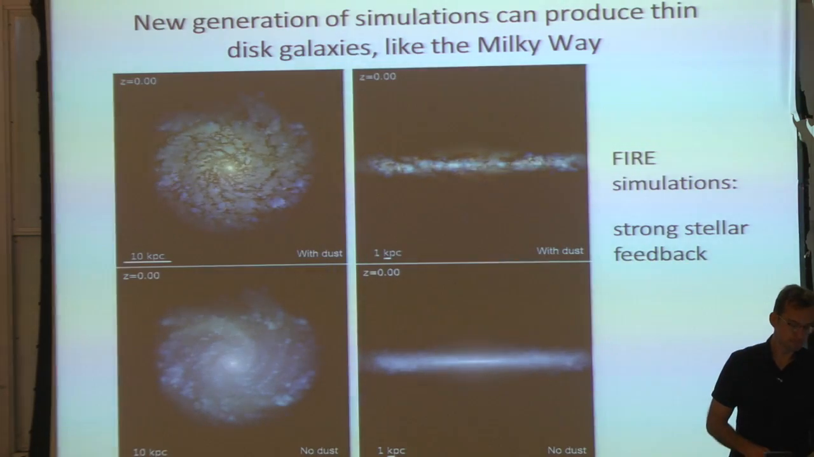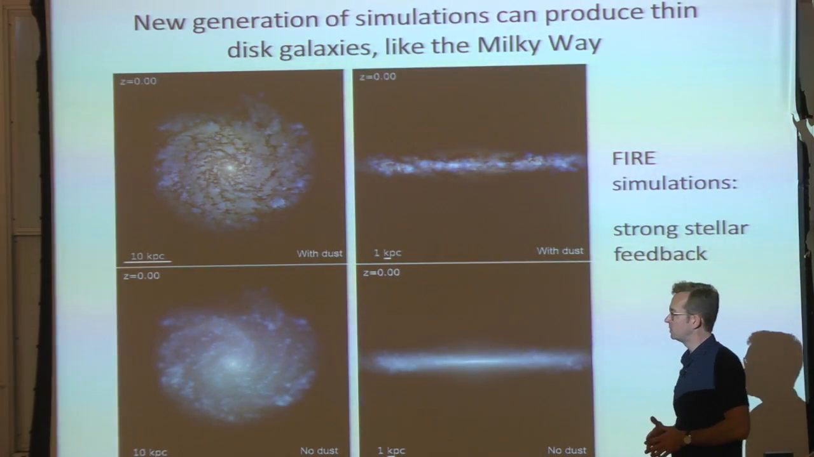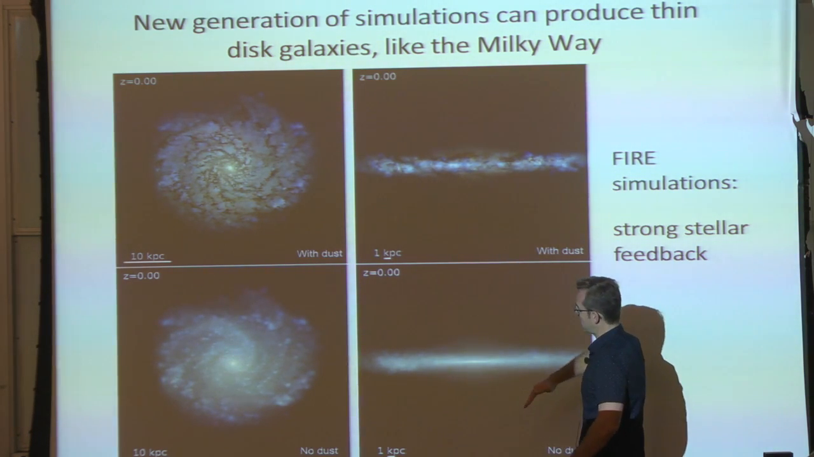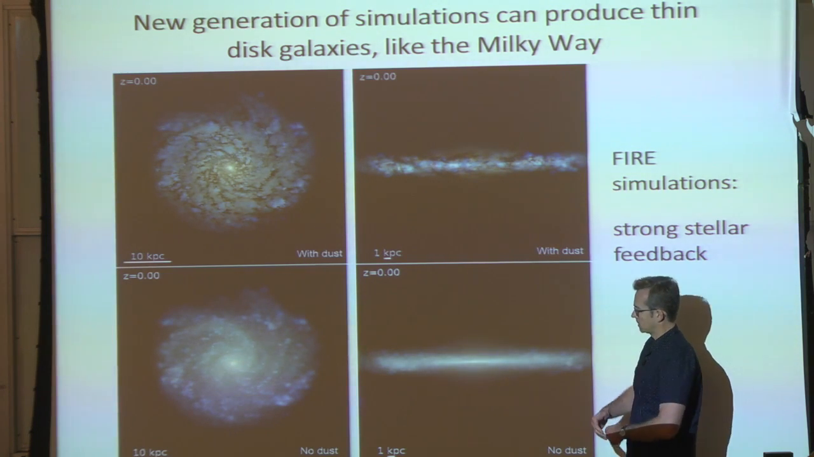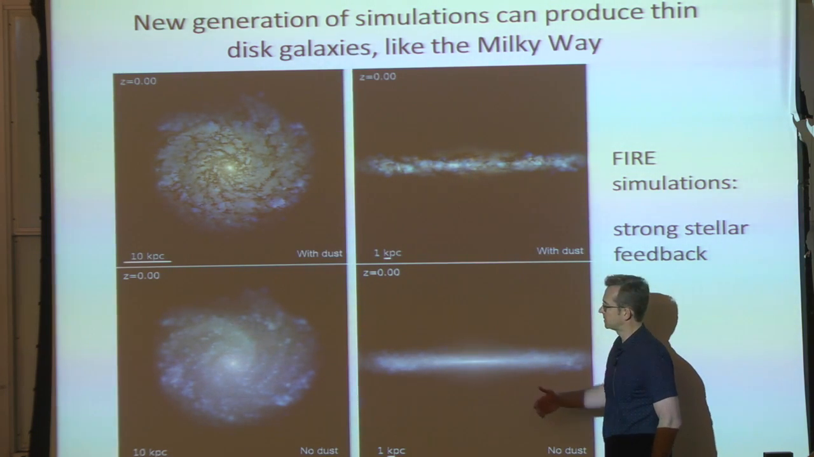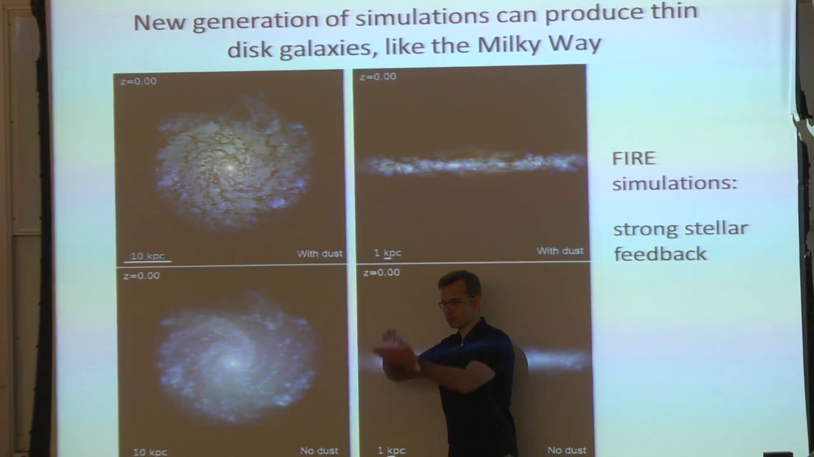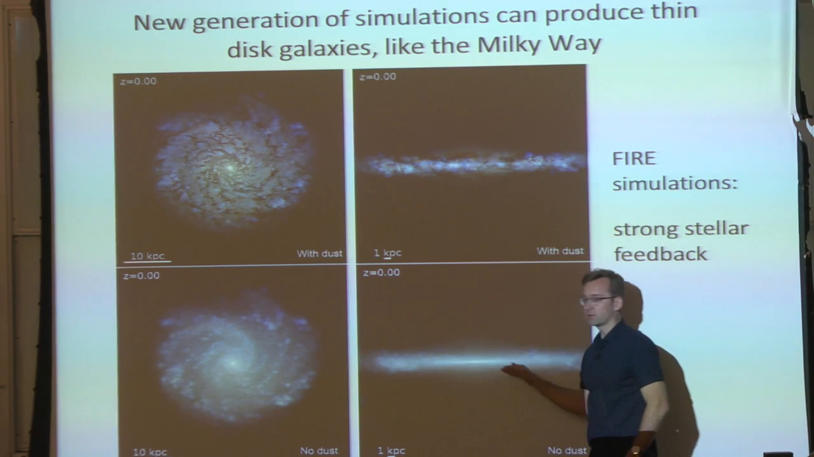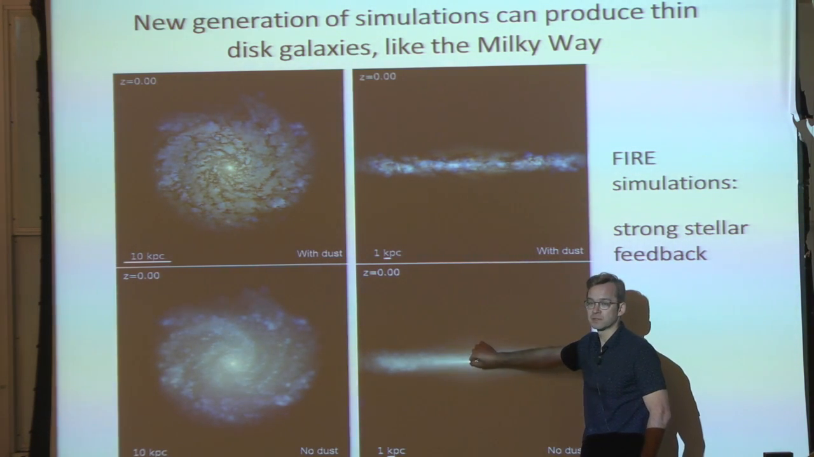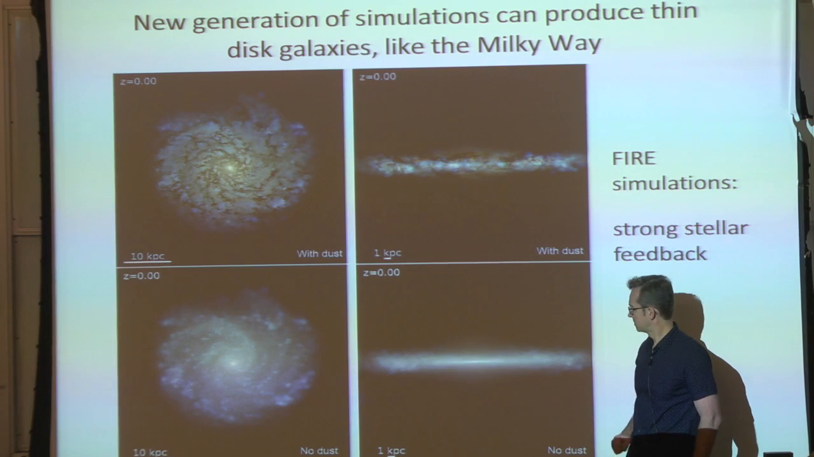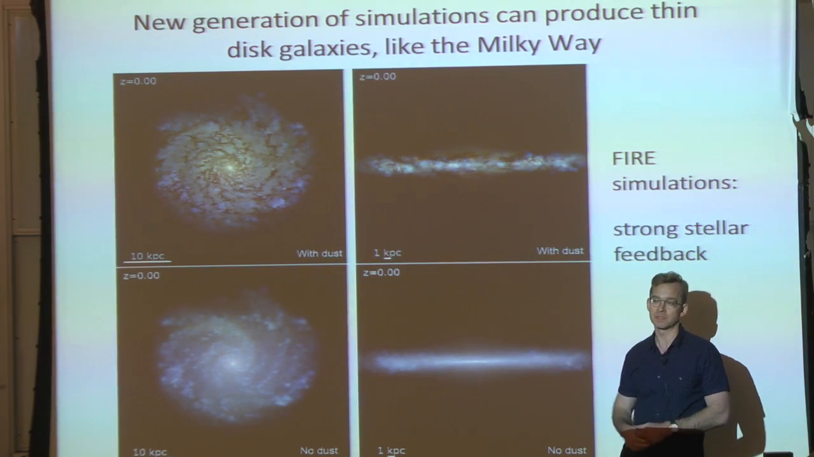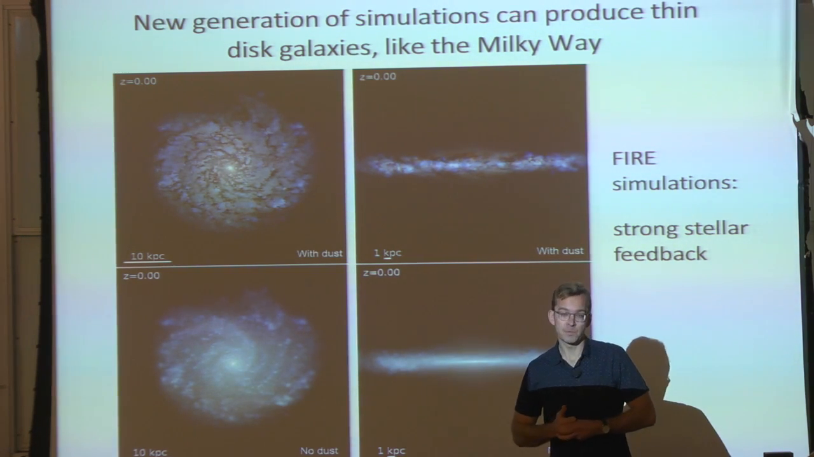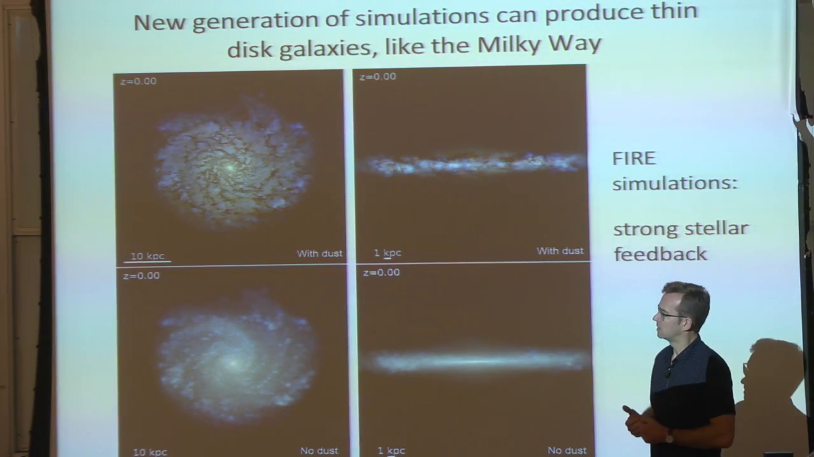Things have changed, and these are results from the newer FIRE simulations of 2 years ago. Here, we do have much more pronounced and thin disks. This is a view face-on. When the disk is face-on, you can see spiral arms. And this is a view edge-on, so this is how thin those disks are, and this is probably even thinner than the Milky Way is, but there are other examples of nearby galaxies that look like this. So what's happened? What's the change?